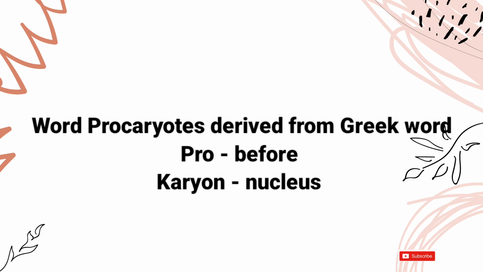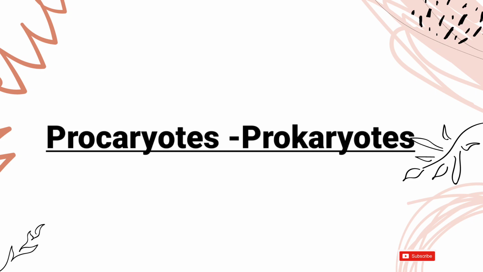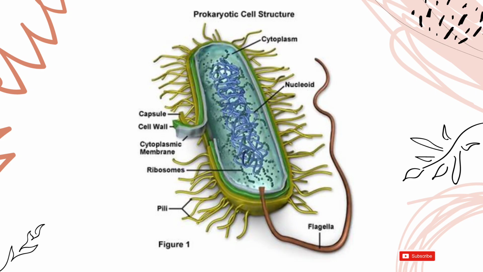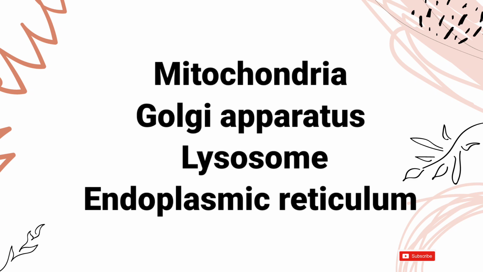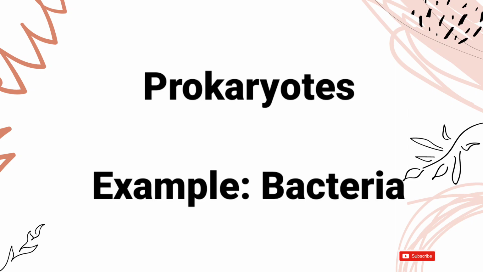The word prokaryote is derived from a Greek word. Pro means before and karyon means nucleus. A prokaryote is any organism that lacks a distinct nucleus and other organelles due to the absence of internal membranes, such as mitochondria, Golgi apparatus, lysosome, endoplasmic reticulum. Bacteria are among the best known prokaryotic organisms.